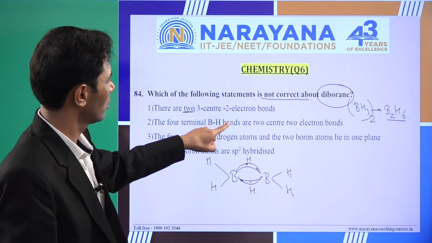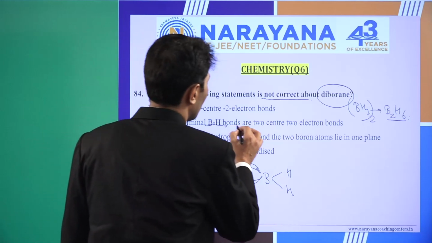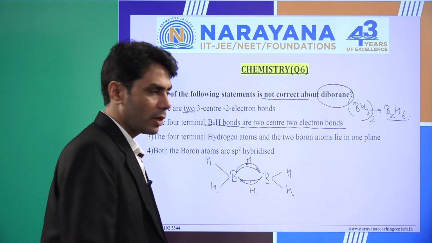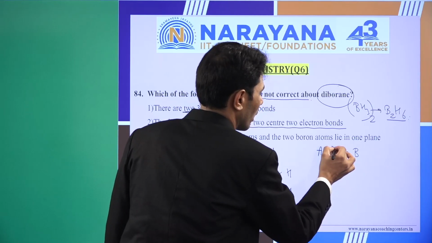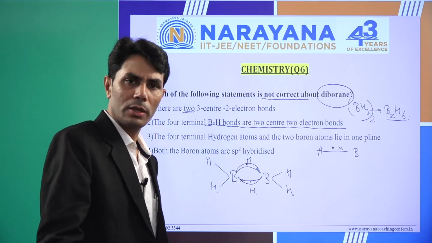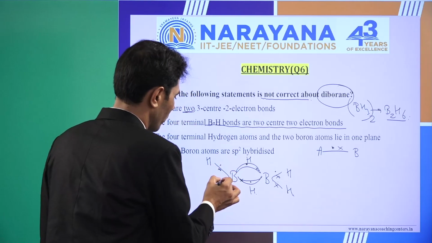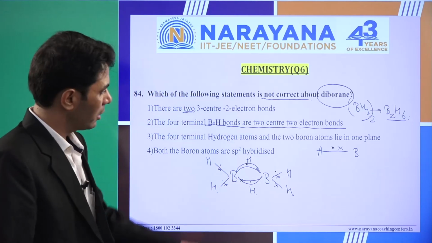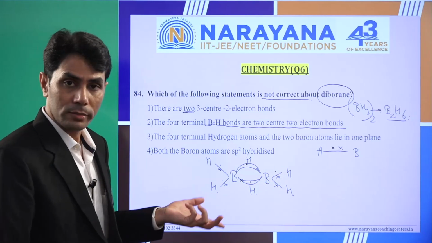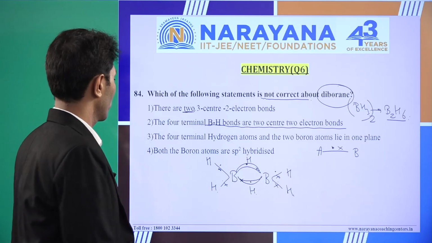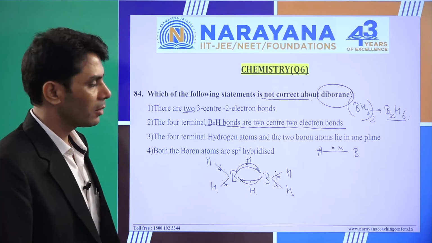The 4 terminal BH bonds are two center, two electron bonds. It means normal covalent bonds, with two electrons and two atoms. Obviously, these are four normal covalent bonds, meaning two electron, two center bonds. It is also correct. The four terminal hydrogen atoms and the two boron atoms lie in the same plane.